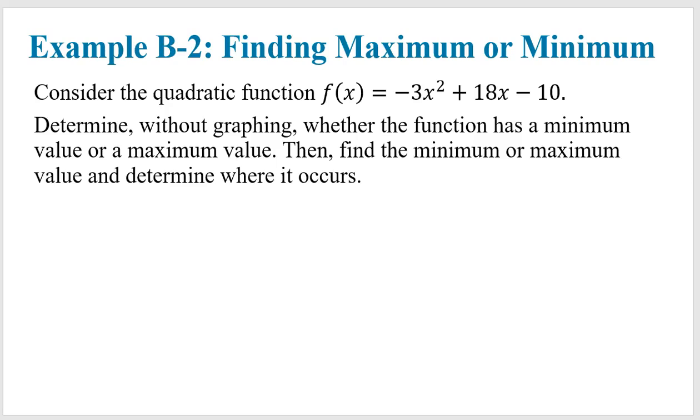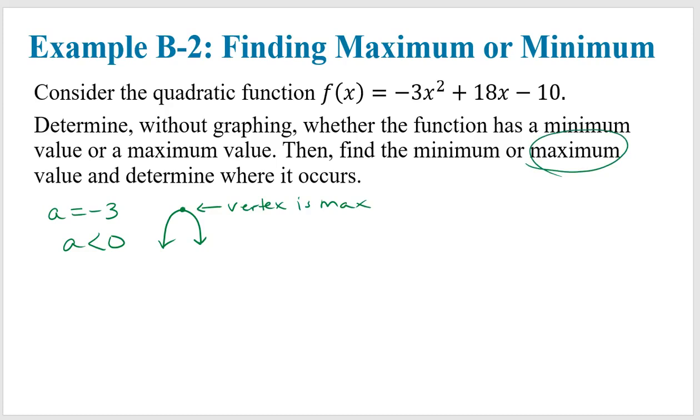All right, so in this function, our a value is negative 3, which means it is less than 0. So that means our parabola is going to look like this. It's going to be opening downwards. So our vertex will be the maximum. So the vertex is the maximum, and I'm going to circle maximum.